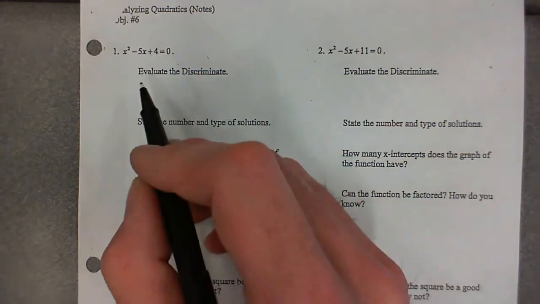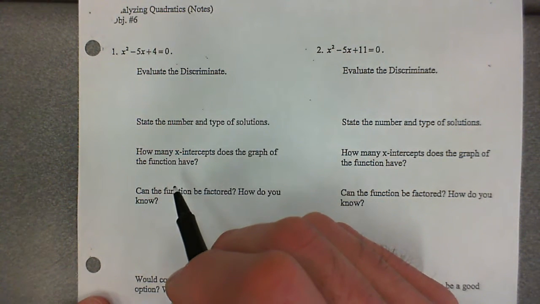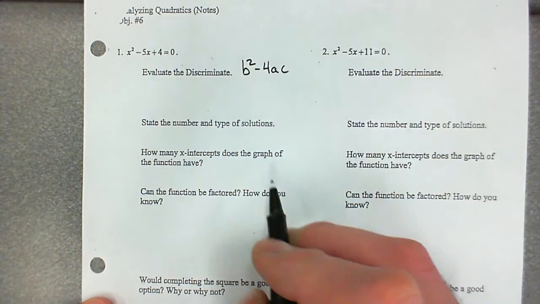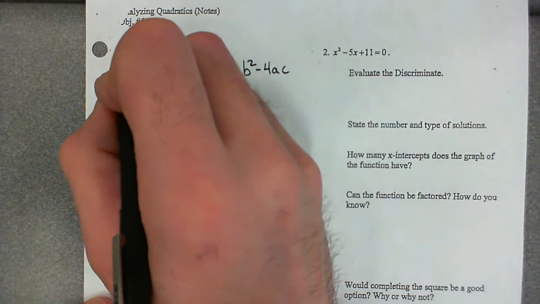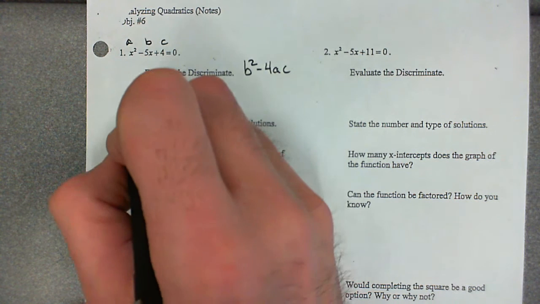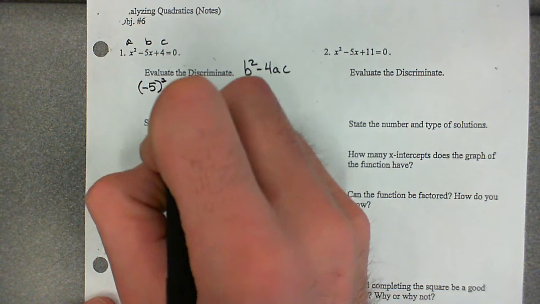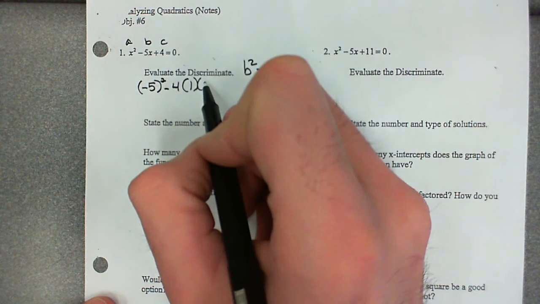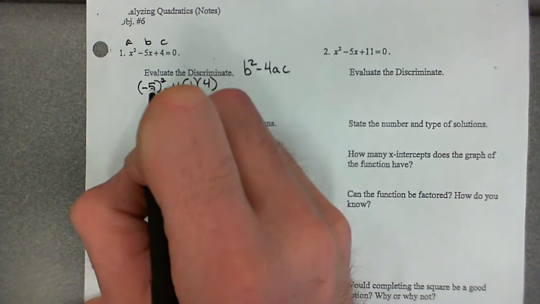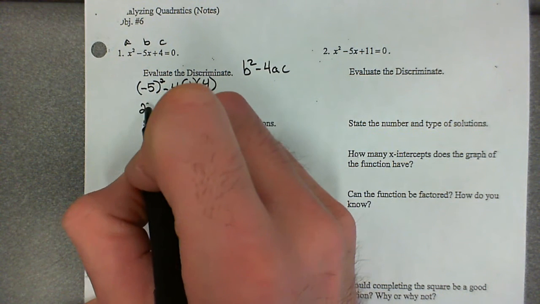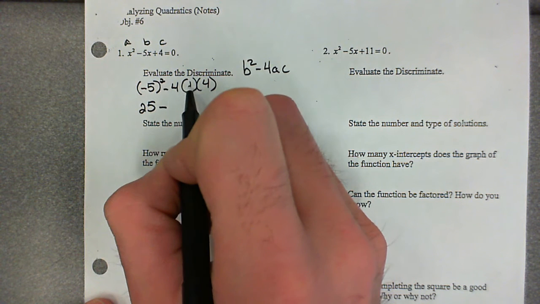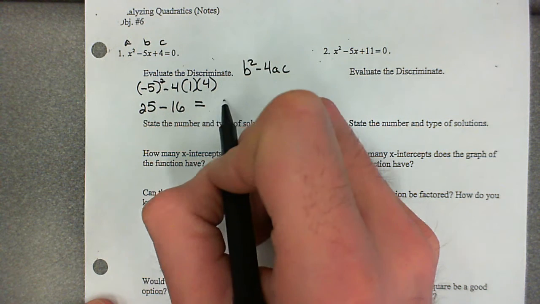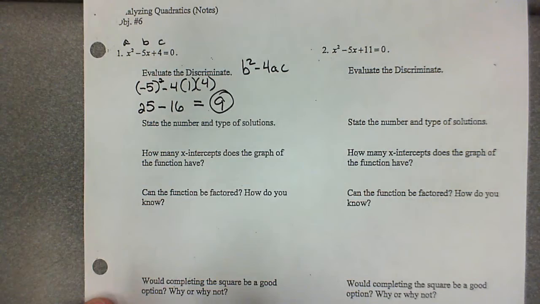Okay, so first we start off with evaluating the discriminant. So what is the discriminant? That is b squared minus 4ac. So on this problem, this is a, this is b, this is c. So this is going to be negative 5 squared minus 4 times a is 1, times c is 4. So negative 5 squared is positive 25, minus 4 times 1 is 4, 4 times 4 is 16. So 25 minus 16 is 9. So 9 is your discriminant.